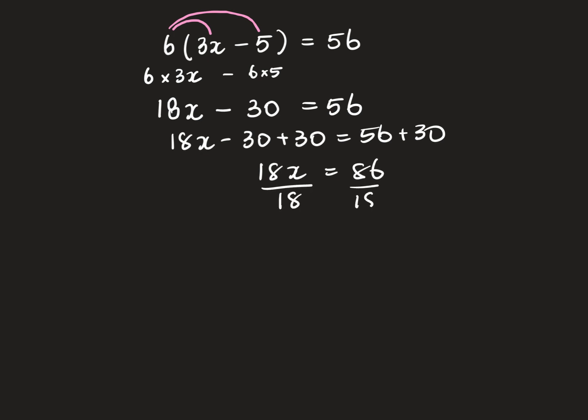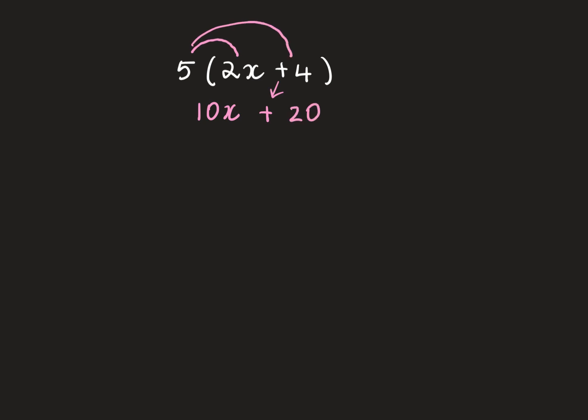Big numbers here. I'm certainly going to need my calculator for this. 86 divided by 18. Ooh, and that's a yucky number. What is it? 4.78, thereabouts. Okay. So the trick is first to expand the brackets. If I've got 5 lots of 2x plus 4, that is equal to 5 lots of 2x, which is 10x, plus, I just put that sign there, 5 lots of 4. 5 lots of 4 is 20.